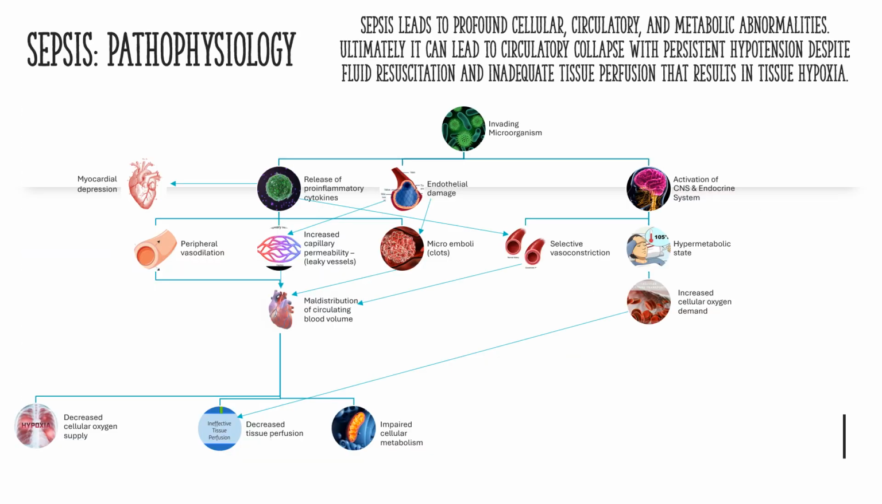All right, let's look at sepsis pathophysiology. Sepsis leads to profound cellular, circulatory, and metabolic abnormalities. Ultimately, it can lead to circulatory collapse with persistent hypotension, despite fluid resuscitation and inadequate tissue perfusion, that ultimately results in tissue hypoxia. So let's take a peek at this sepsis pathophysiology cascade.